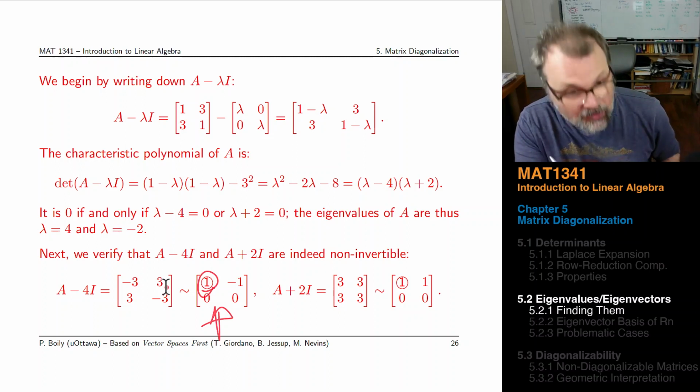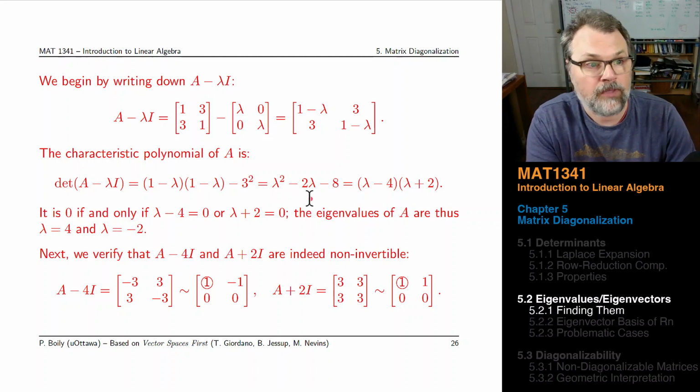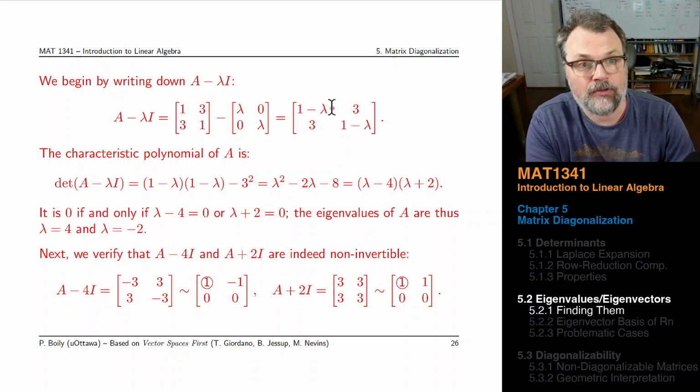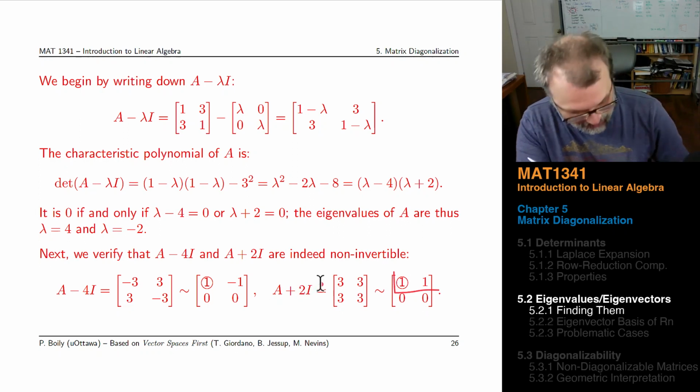If you replace lambda by minus 2, which is the other root of the characteristic polynomial, you will get 1 minus minus 2 is 3, 3, 3, 3. Easy row reduction shows you that the rank of this matrix is also equal to 1. There's one leading one, and so the matrix A plus 2I is not invertible.